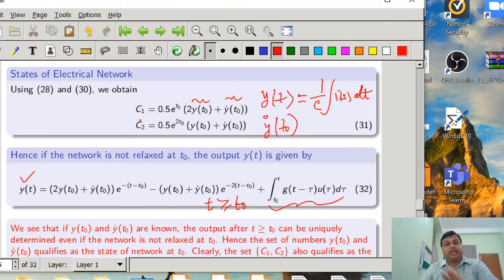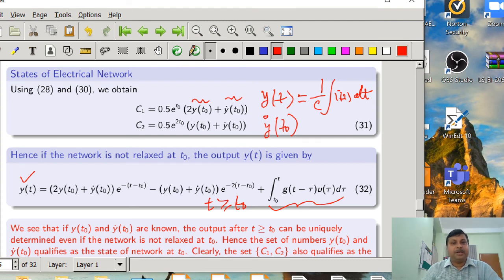Here is another thing we want to point out: for a network or for any dynamical system, the choice of state variables is not unique. Multiple sets of choices of state variables may exist in a dynamical system, but that thing we will discuss subsequently, not now.